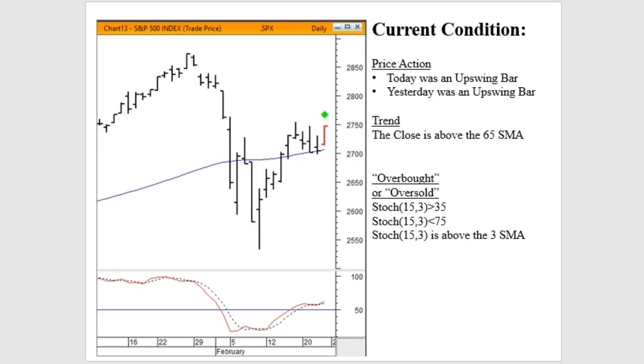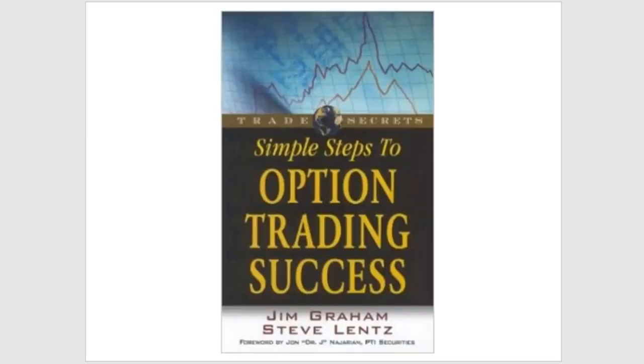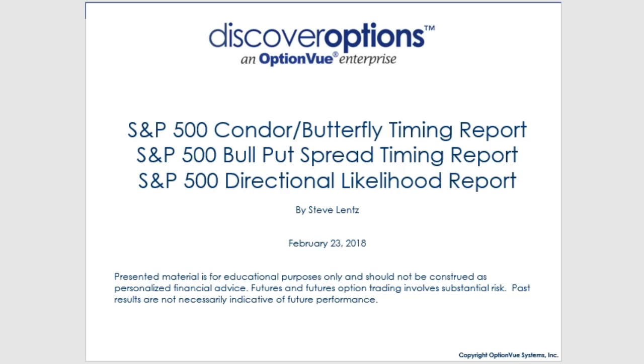Let's go to the current market condition. This is what we will address for all 3 reports. And by the way, those 3 reports include the Condor Butterfly Timing Report for those of you that sell premium in a market neutral fashion. The Bull Put Spread Timing Report for the S&Ps for those that like to do credit spreads, hedged bull put spreads, etc. in the S&Ps. And then finally, the Directional Likelihood Report answers the question based upon past occurrences of our current market condition. What's the market likely to do? Go up, down, or wobble around for a bit?